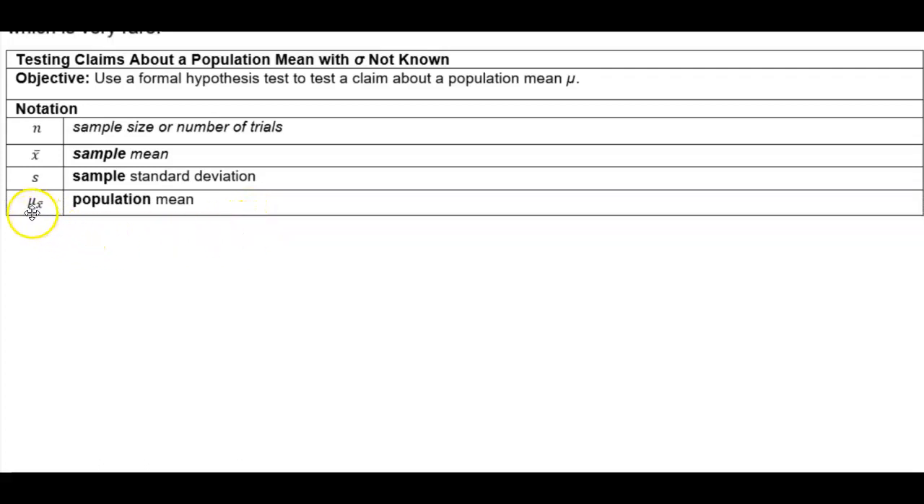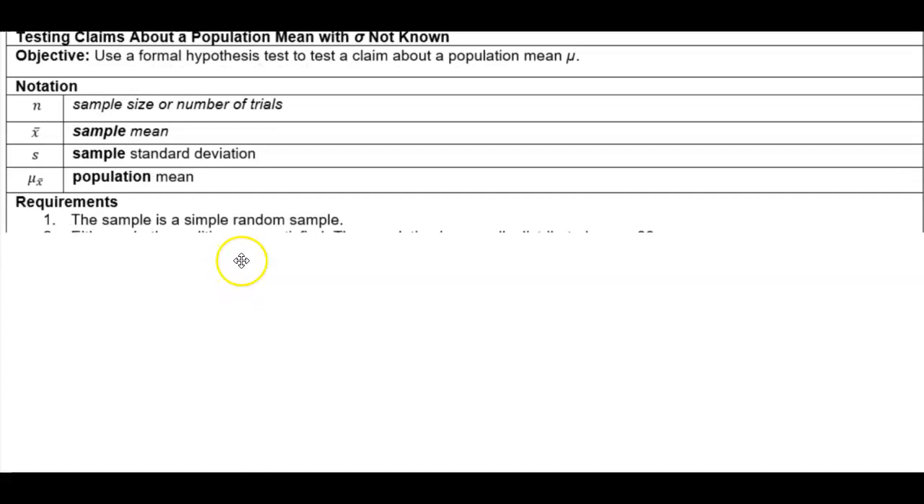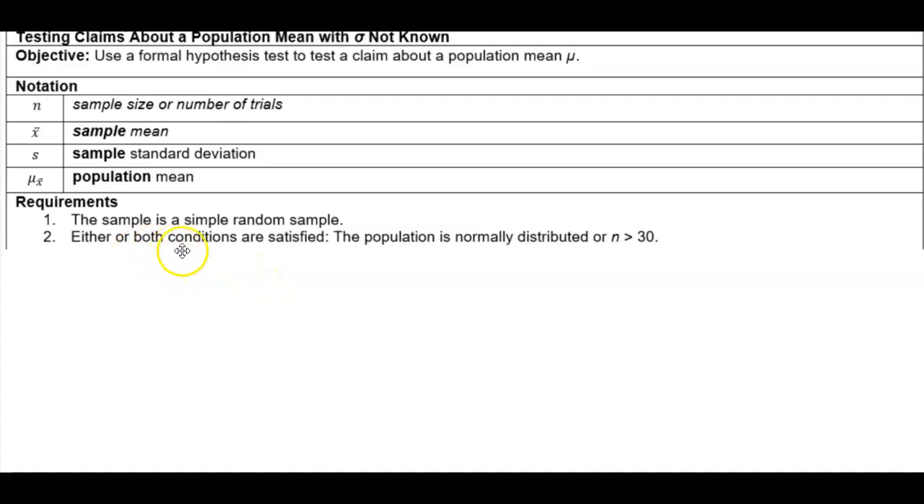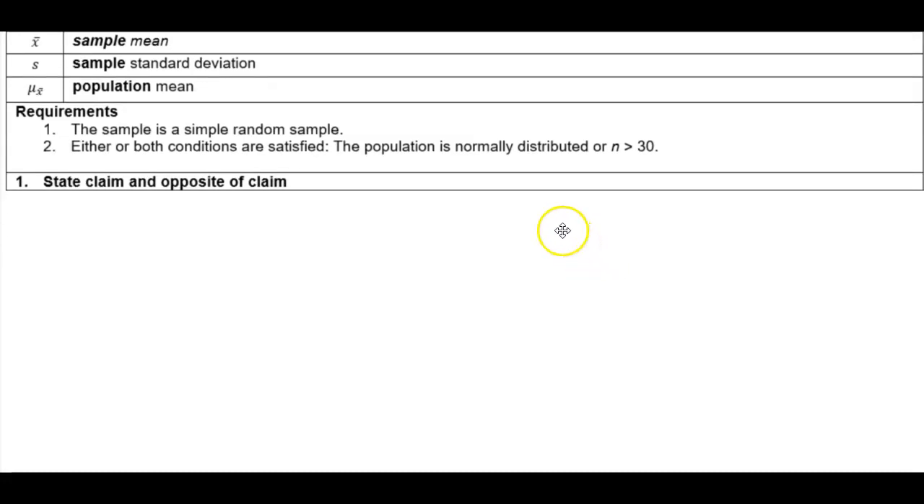The population mean with a subscript of x-bar, which is this population mean of the sample means, is considered the population mean. What are the requirements? Number one, the sample is a simple random sample. Number two, either or both conditions are satisfied: the population is normally distributed or n is greater than 30. Number one, in step one, you want to state the claim and the opposite of the claim.